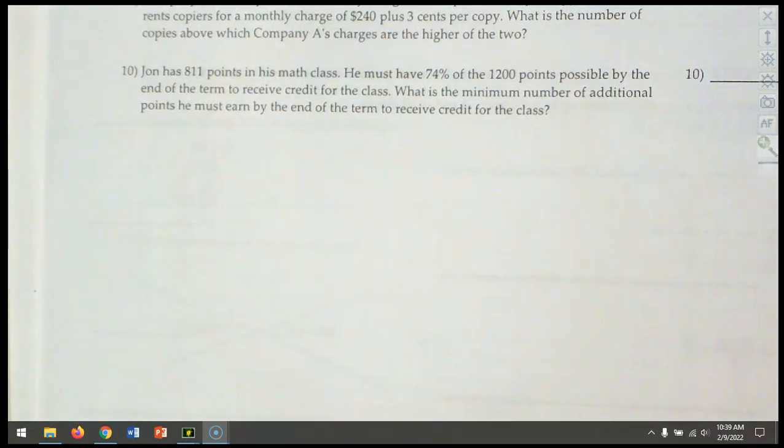So John has 811 points in his math course. Now he has to have 74% of the 1,200 points possible by the end of the term to be able to pass and go on to the next course to get credit. What is the minimum number of additional points he must earn by the end of the term to receive credit?